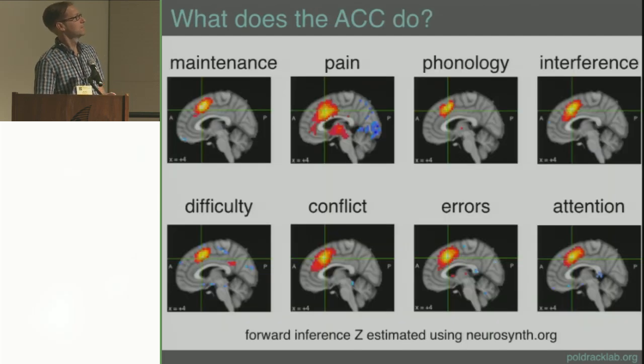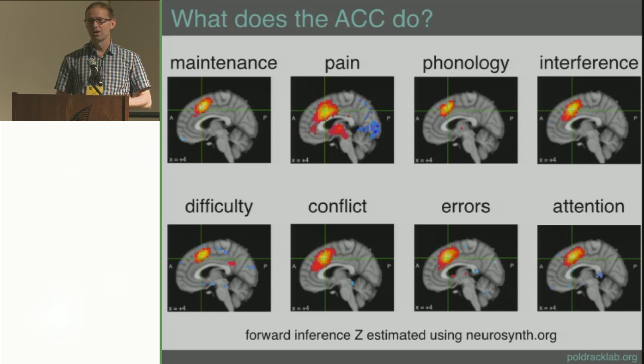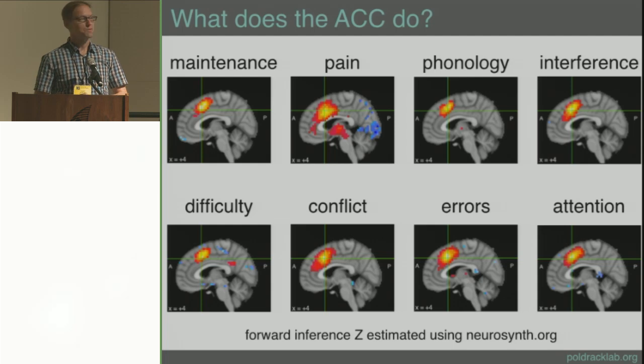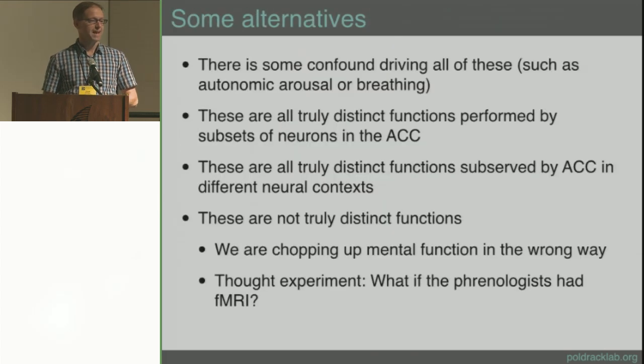If we want to know what the anterior cingulate does, one thing we could do is go across studies and see what causes it to light up. It turns out that pretty much everything causes it to light up. This is a bunch of meta-analyses done using Neurosynth, which you've heard about, for things like maintenance, pain, interference, errors, and difficulty. Everything makes the anterior cingulate light up. In fact, it lights up in at least a quarter of all imaging studies in that database. So why is that?